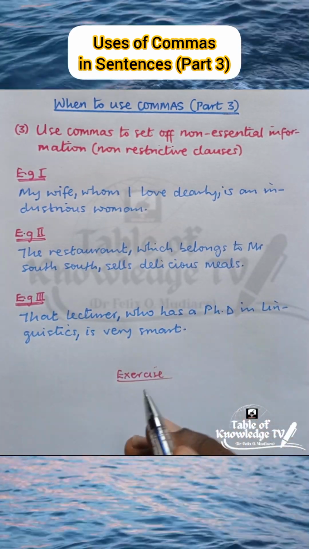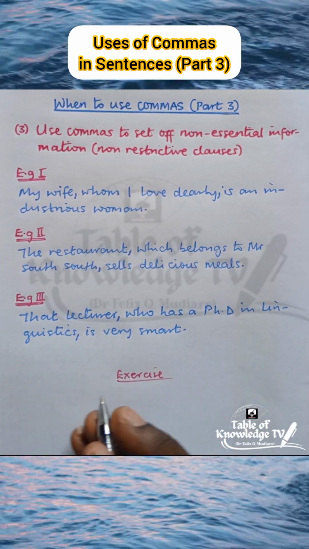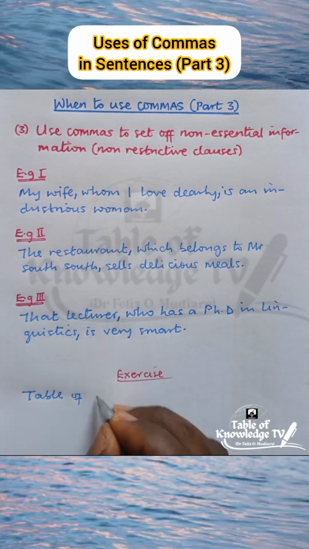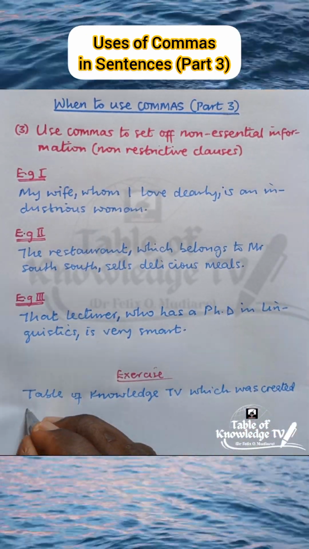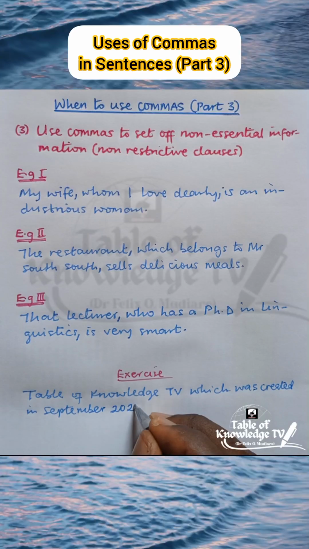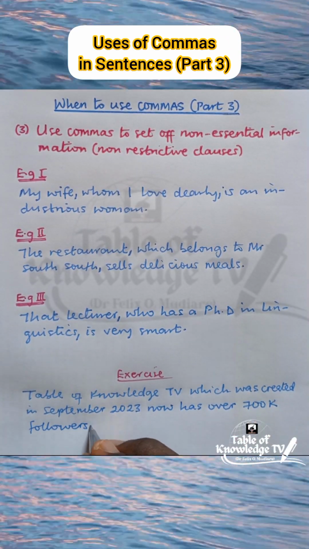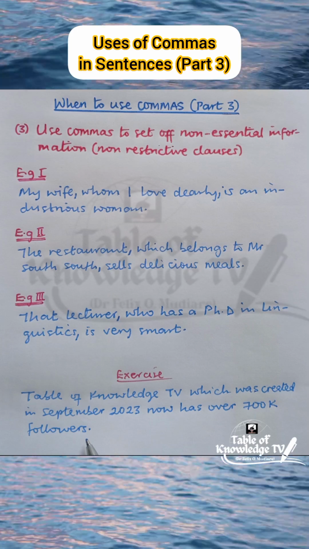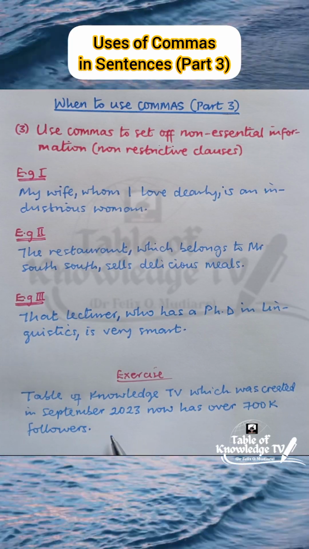All right, now let us have one exercise and see how well you have understood this lesson. We have a sentence that says, Table of Knowledge TV, which was created in September 2023, now has over 700k followers. Now, use comma to punctuate this sentence appropriately. Leave your answer in the comment section.